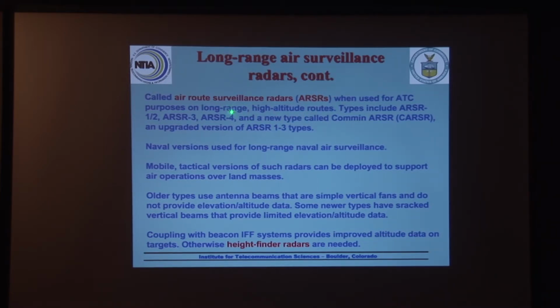So these are used to watch aircraft at long distances, typically on high altitude routes up at 25, 30, 35, 40, 45,000 feet. The ARSR 1s and 2s basically date back to the Second World War in terms of the basic technology, although they've upgraded the receiver electronics over the years. The ARSR 3 is a beautiful tube radar design, and the ARSR 4 is a solid-state radar design.